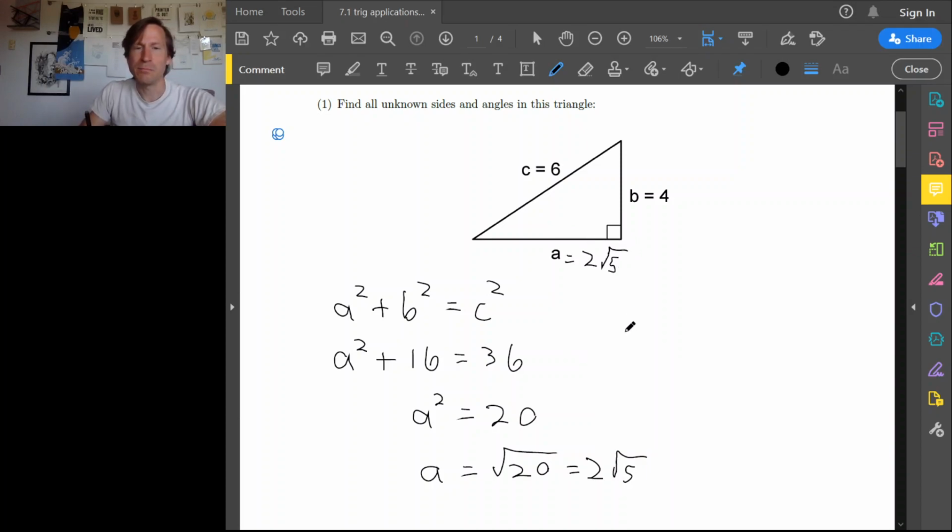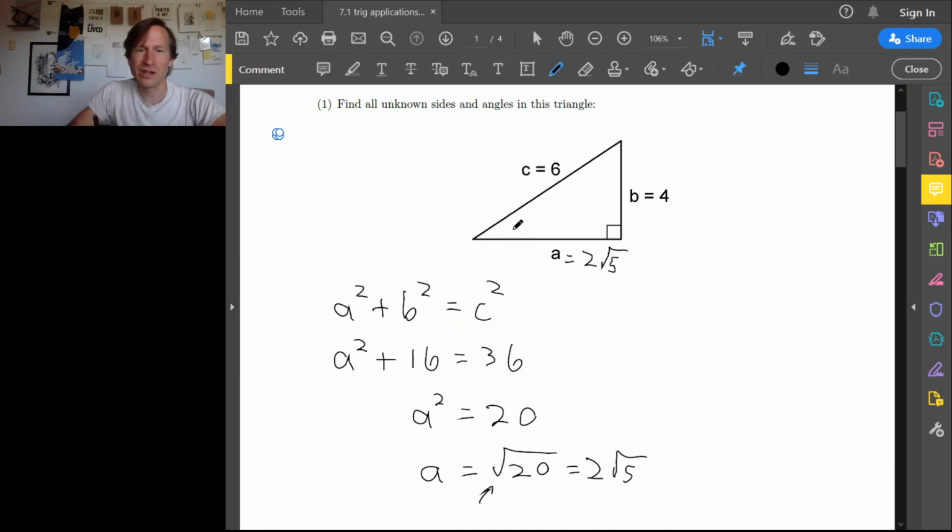Notice that a is a geometric distance, so it has to be positive, so we don't have to worry about the negative square root here. It's guaranteed to be positive because it's a distance. Okay, so that gives us the side. Now we're going to need to know one of these two angles.